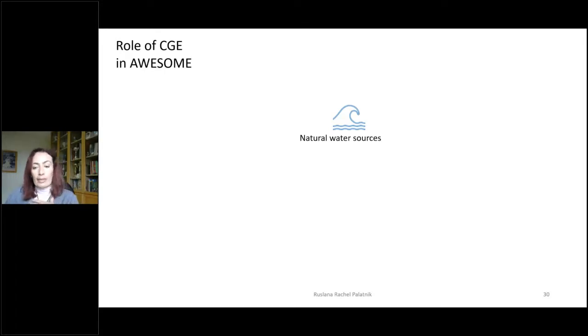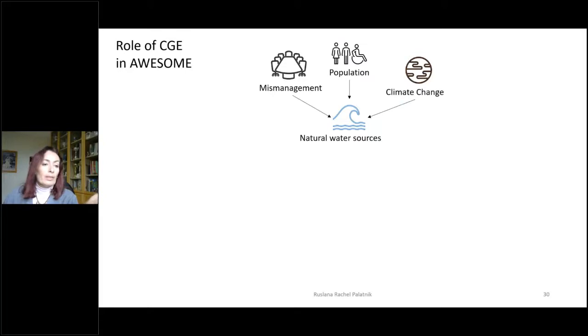So our team focuses on water, as I said, in the water-food-energy nexus at the macroeconomic scale. As we see, the increase in natural water scarcity is driven by increase by population or decline in the supply of natural waters because of climate change or bad management.